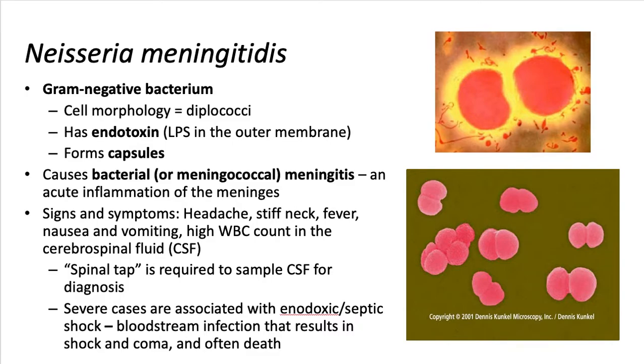All right. Our next two infections will be of the central nervous system, the brain and spinal cord. The first pathogen that we're going to talk about of the next two is Neisseria meningitidis. It will cause meningitis. So our pathogen name is Neisseria meningitidis. It is a gram-negative bacterium and it causes bacterial meningitis, or meningococcal meningitis.